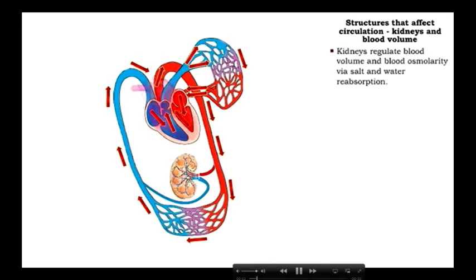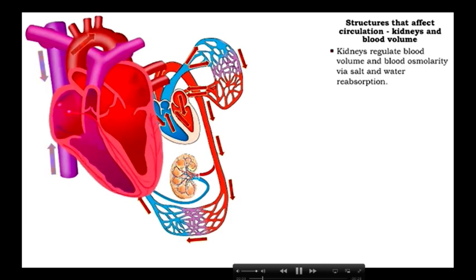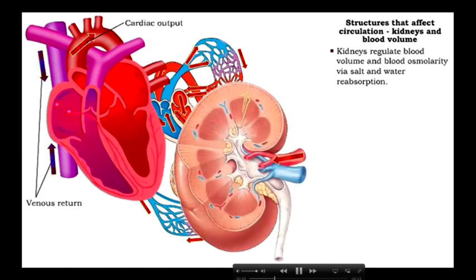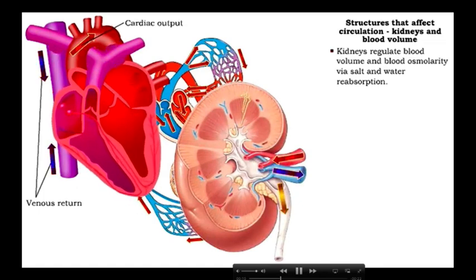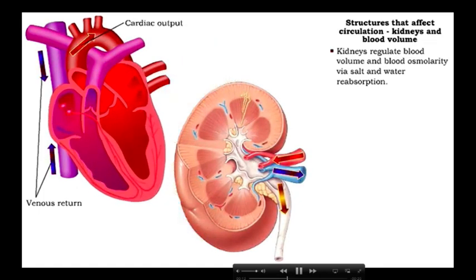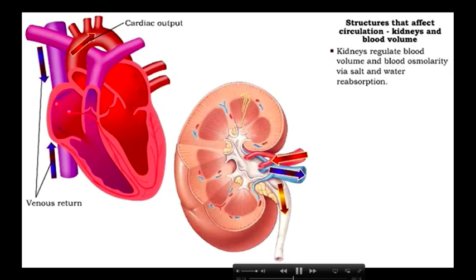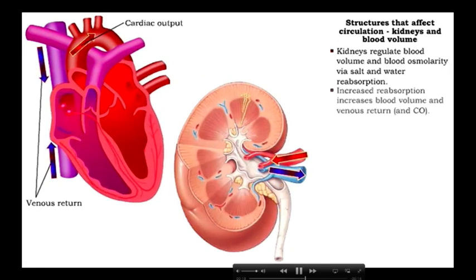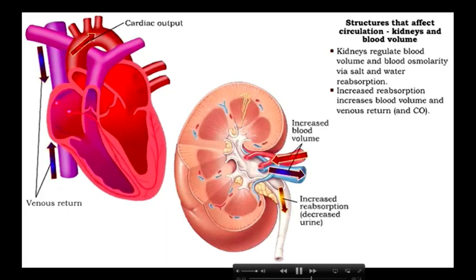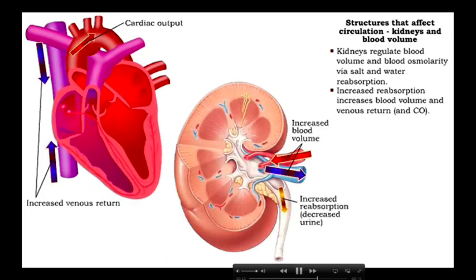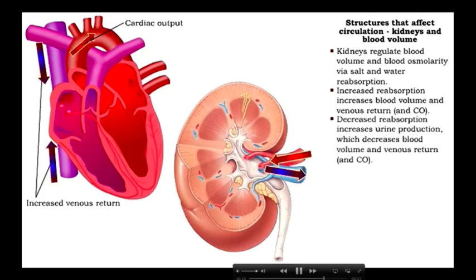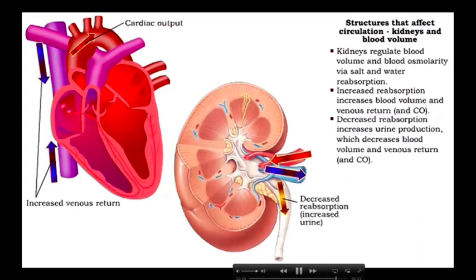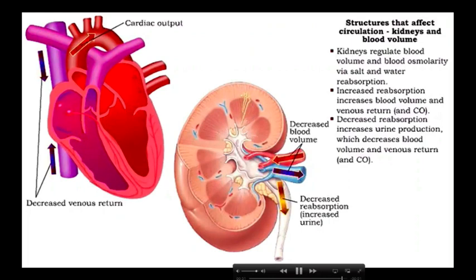The kidneys regulate blood volume by reabsorbing salt and water. When water is resorbed, it is stored in the blood and interstitial fluid. Increased reabsorption increases blood volume and venous return. Decreased reabsorption increases urine production, which decreases blood volume and venous return.